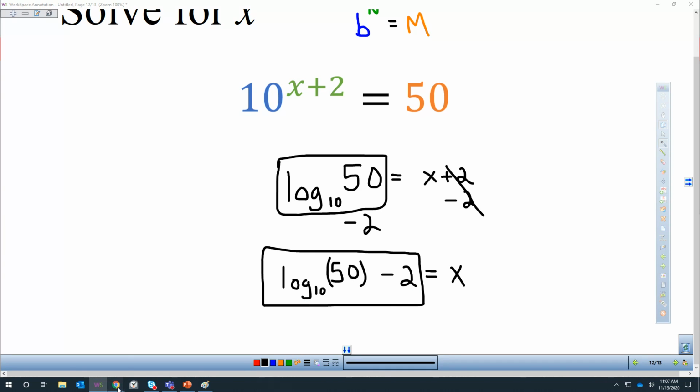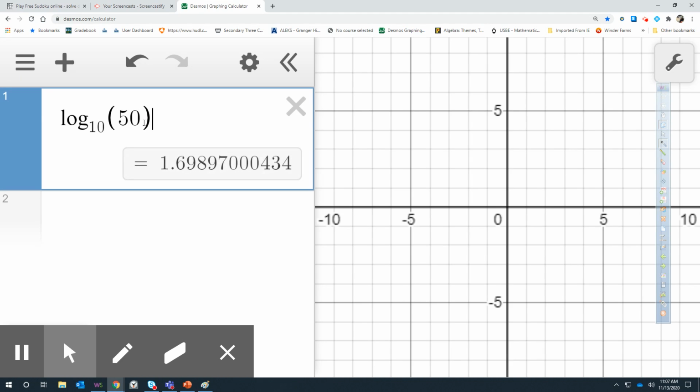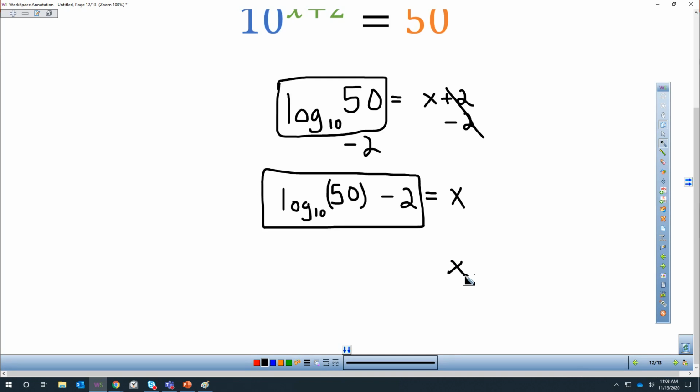Let's go ahead and do that real quick. Okay, so here we are. Okay, so log base 10 of 50 minus 2. And the answer turns out to be this decimal right here. We can just round it to 3 decimal places, it said. So negative 0.301 would be the answer that we put in. Okay, so we have x is equal to negative 0.301 rounded to 3 decimal places.